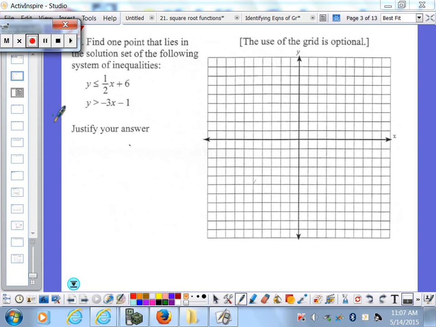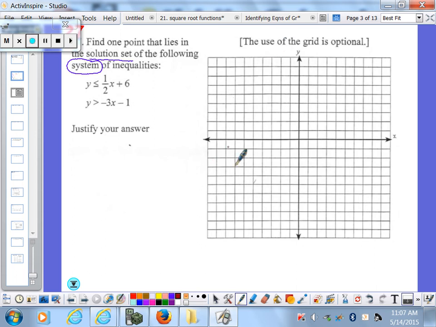Number 27, find one point that lies in the solution set. I think that sounds pretty important. I'm going to underline it. Of the following system of inequalities. Remember that a system just means more than 1, and I have 2 inequalities here. So I need to find one point that lies in that solution set.